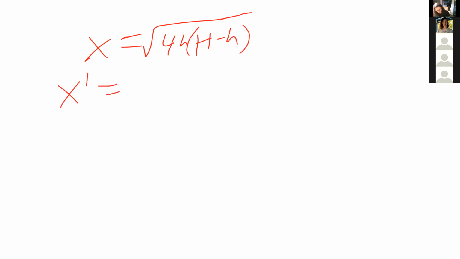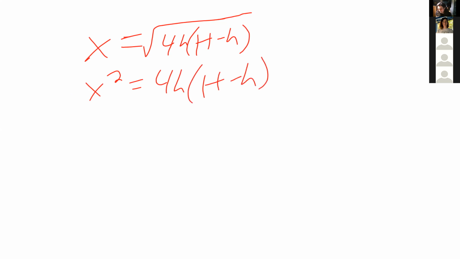So my x prime, the derivative of the outside is going to be 1/2 times... Oh, it's probably actually even easier to just differentiate the square of it, because it's all positive. So x squared is 4 little h times big H minus little h. And then just go ahead and differentiate this with the product rule. So sort of hand waving here, but call this x squared prime, because x is all positive when it is at a maximum, so let's square it.